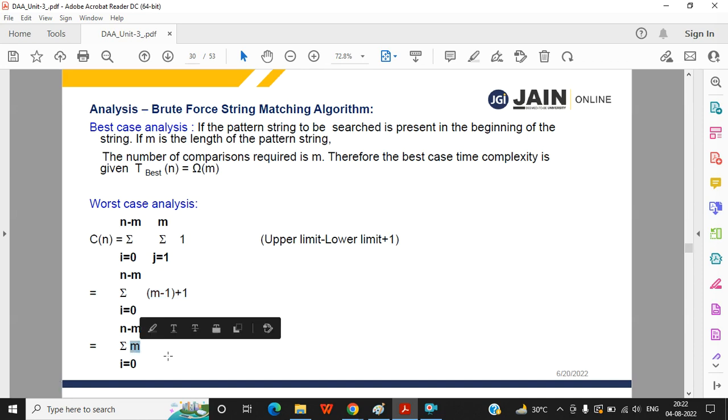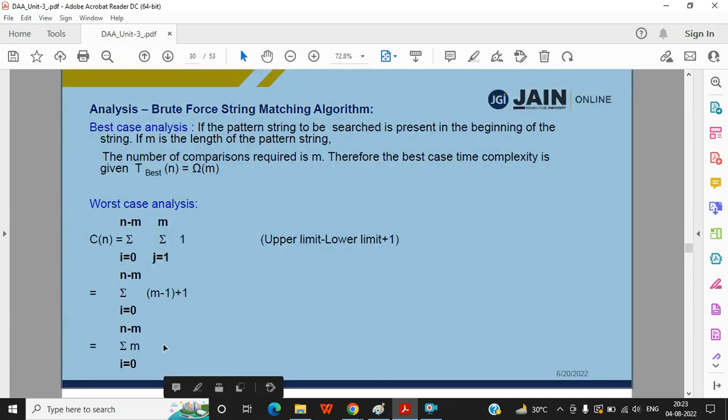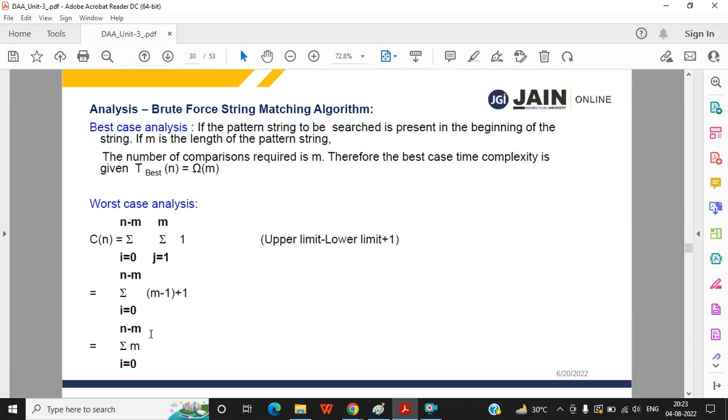Here, you do not have any i inside it. Sum of m, i is equal to 0 to n minus m. So consider that this n minus m is equal to 5. Then what will be the value of this total? Suppose the value of n minus m is 5. Then what will be the value of this one?